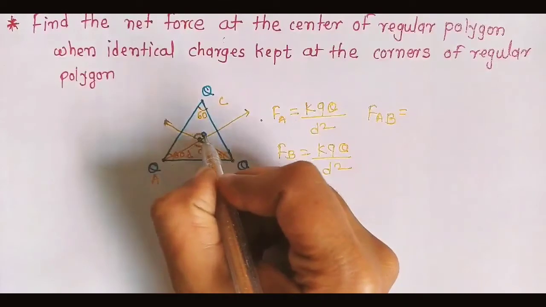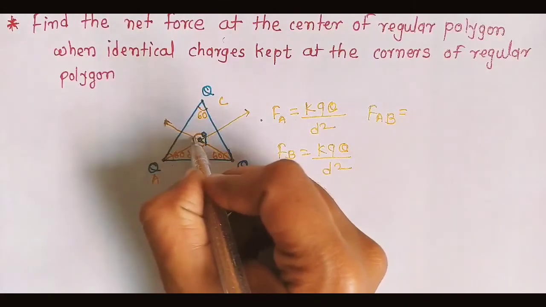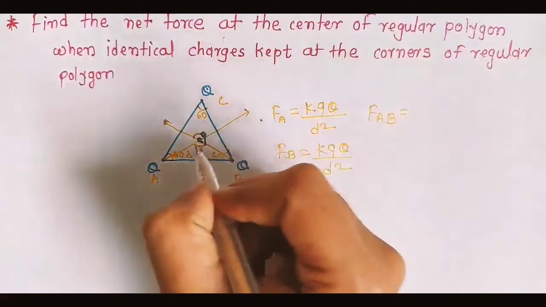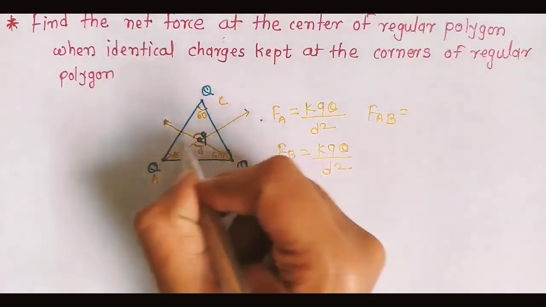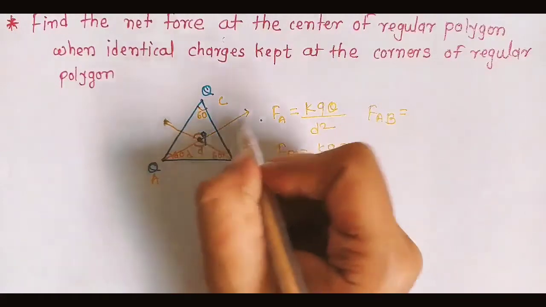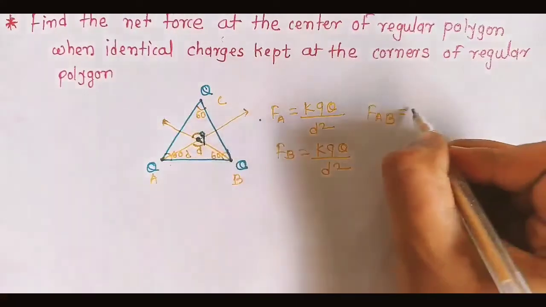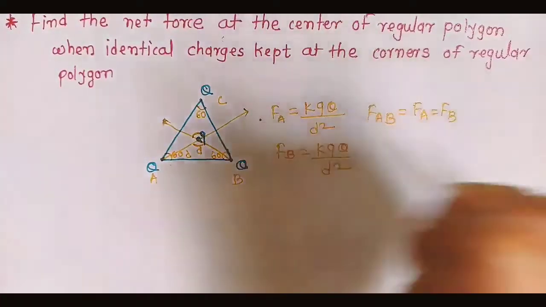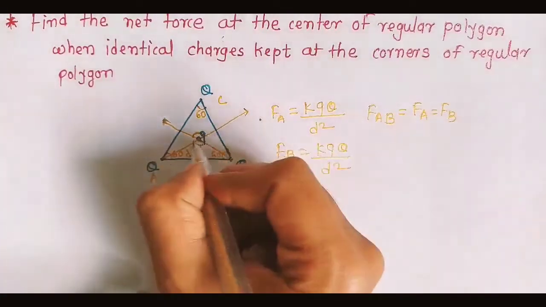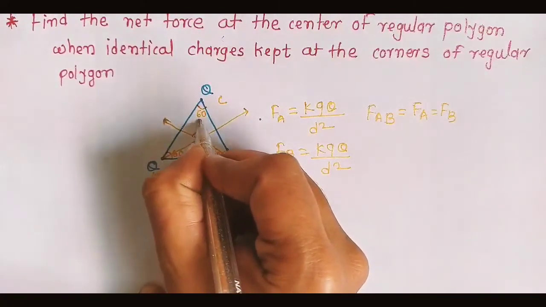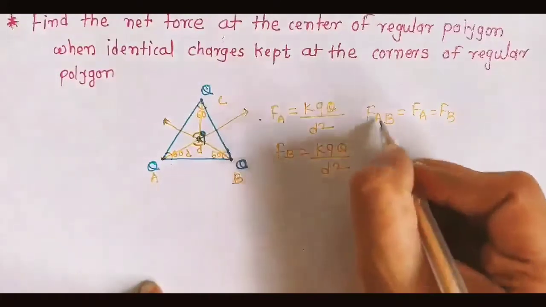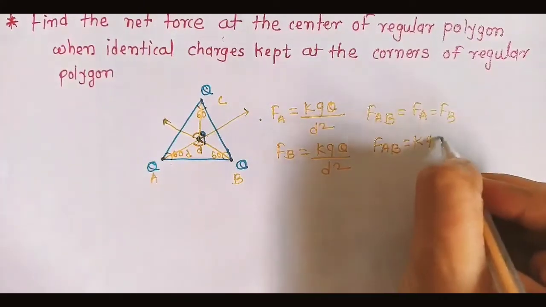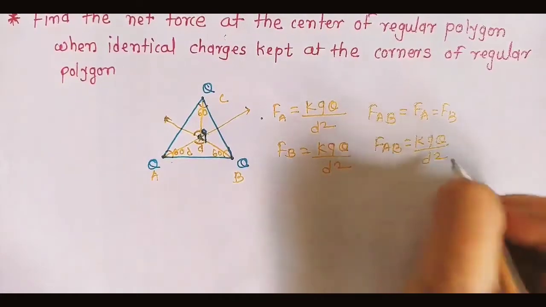So this angle is 120, and when the angle between two vectors is 120 degrees, then the resultant vector of these two vectors is equal to the original vector. That is, Fab is equal to Fa is equal to Fb. So the resultant of these two vectors, that is this vector, Fab, is equal to KQQ upon D square.